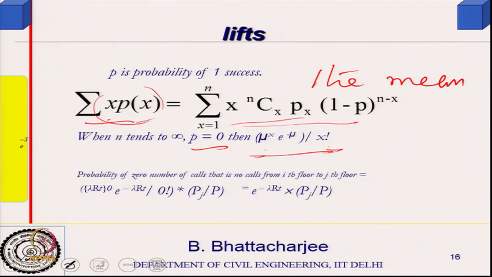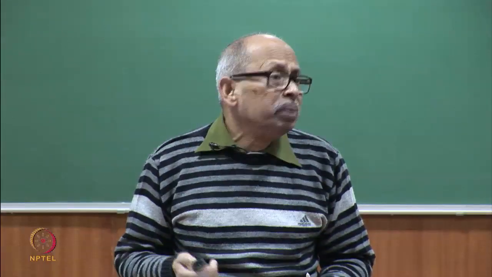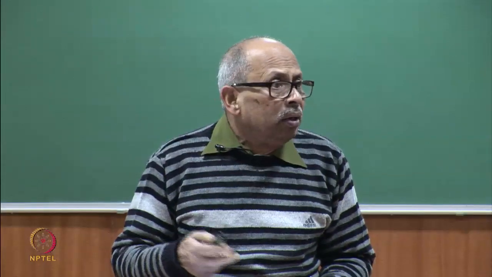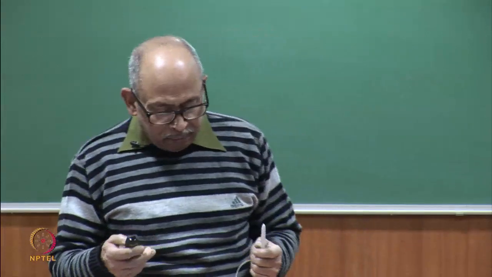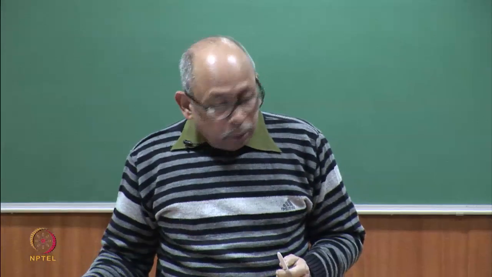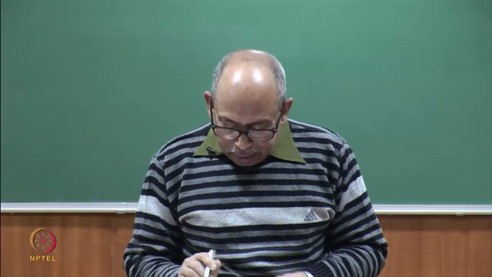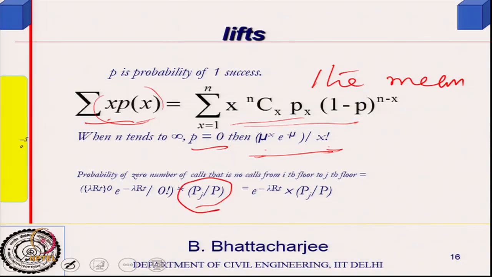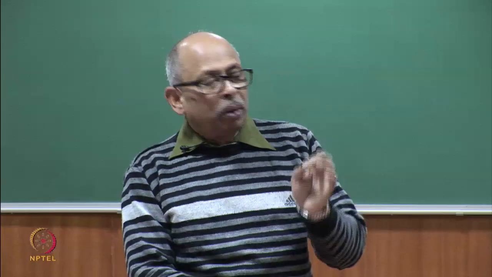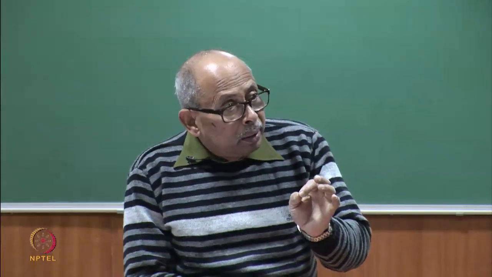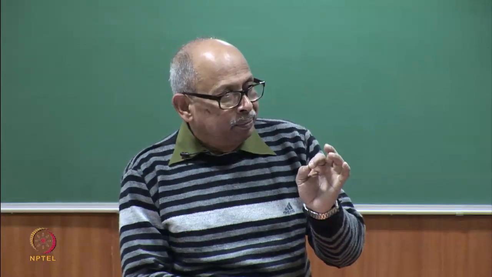So, one can use this Poisson's distribution concept for simulation of the lift as well. Let us look at this. The probability of finding a person on the jth floor is Pj by P. So, the lift is somewhere, and this is the probability of a call from the jth floor.